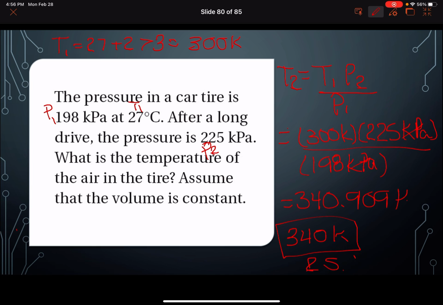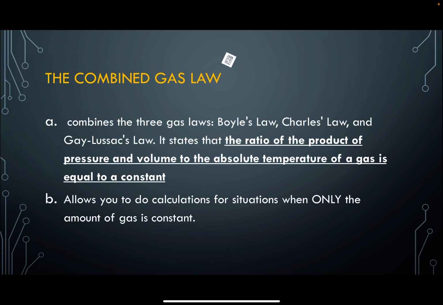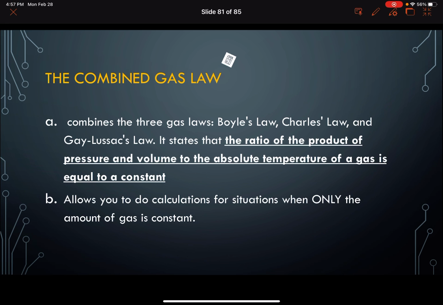Then let's look at the combined gas law. We are going to combine Boyle's law, Charles' law, and Gay-Lussac's law all together. It states that the ratio of the product of the pressure and the volume to the absolute temperature, and again, absolute temperature is another way of saying temperature in Kelvin.